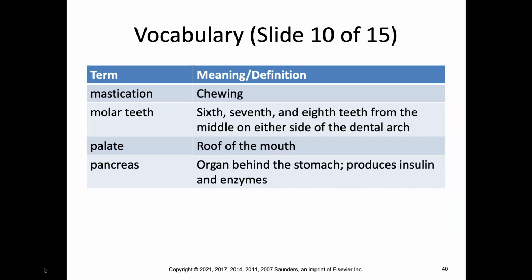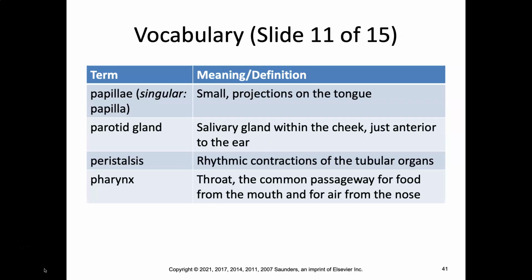Mastication. Remember the cows and the goats, they chew. Mastication. And hopefully we do too, because it's not a good idea to swallow if we don't. All right, let's see here. Papillae is the plural, papilla is the singular. You have those on your tongue. Peristalsis, that's the rhythmic contractions of tubular organs, like your esophagus. When you're swallowing food, peristalsis happens, those rhythmic contractions.